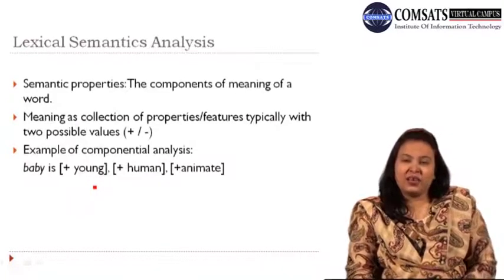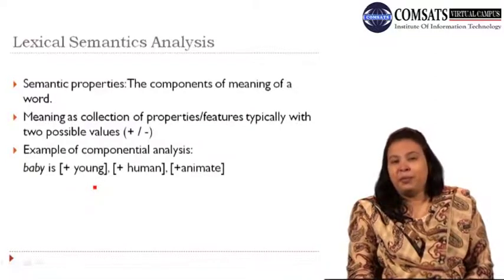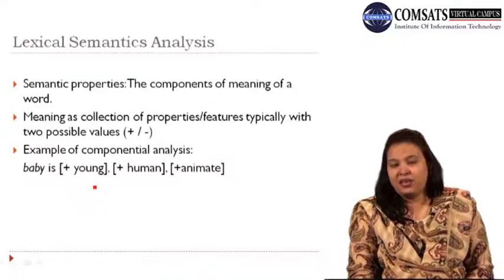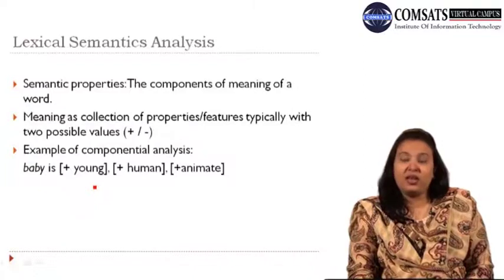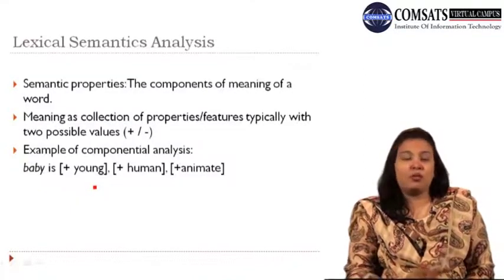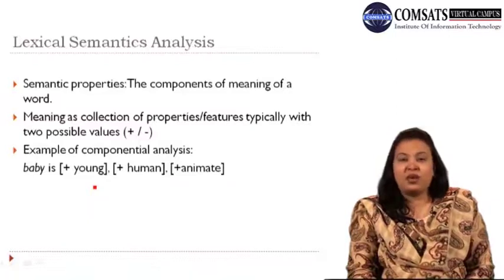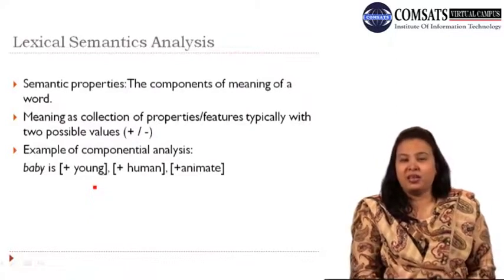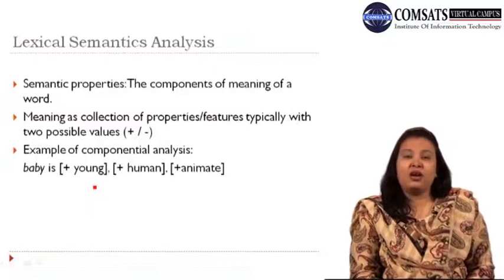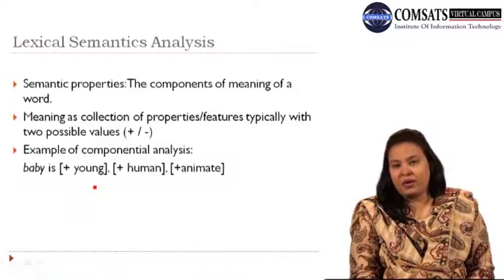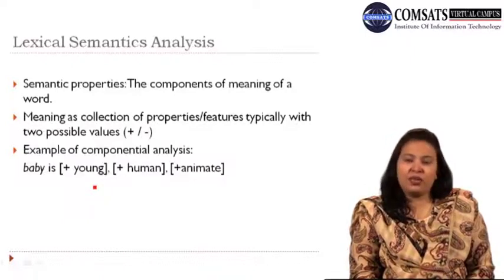Now these semantic features are actually based on semantic properties. Semantic properties are the components of meaning in a word. Keep in mind that we do not have a single meaning within a word; within a word we have multiple meanings. A single word has a lot of semantic features, and meanings are a collection of properties or features, typically with two possible values, plus and minus.